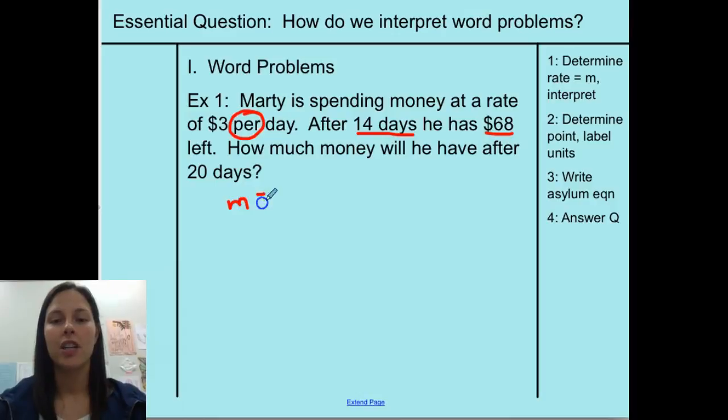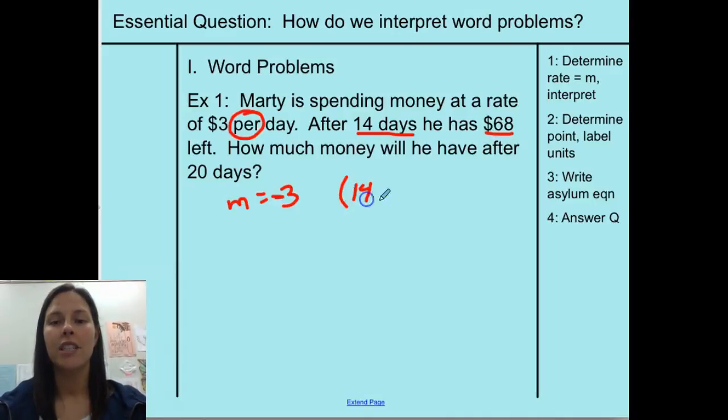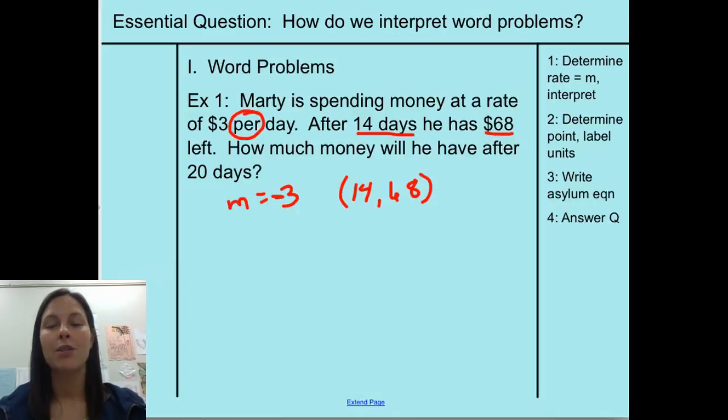So our rate of change is $3 per day, but Marty is spending money, so he's not adding money to his account, he's taking away money from his account. So our slope is negative. Our point in time, 14 days later, he has $68 in his account. Remember, time is always your independent variable, so that will go as your x value.